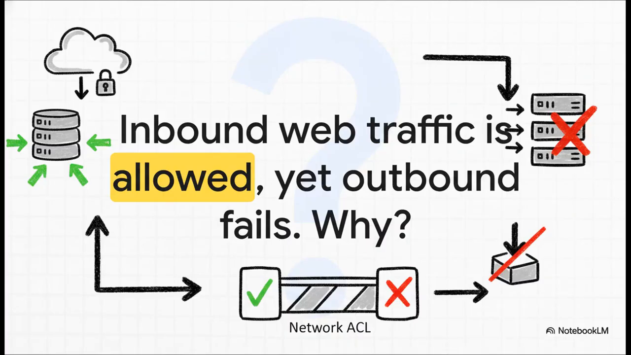Okay, let's kick things off with a classic scenario. This one trips up a ton of engineers, even seasoned ones. You do everything right, you lock down your inbound rules for your web server, but then suddenly your instance can't even download a simple software update. It makes no sense, right? Well, by the end of this, you'll know exactly why this happens and, more importantly, how to fix it.